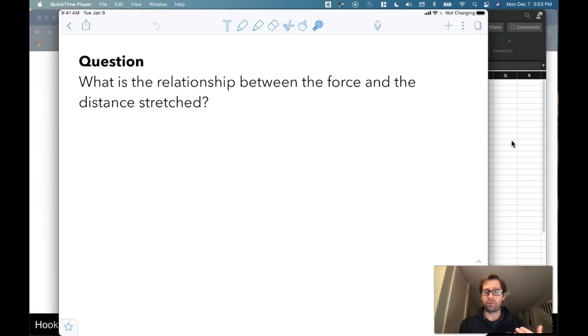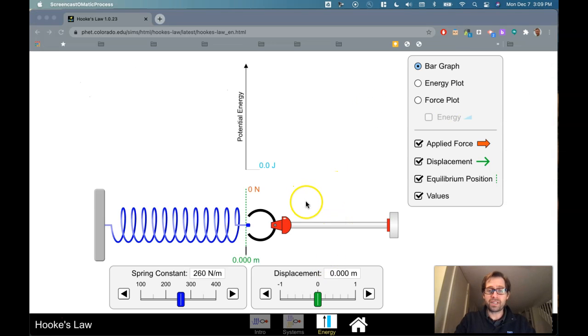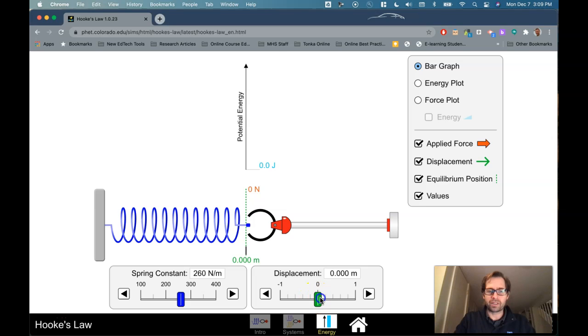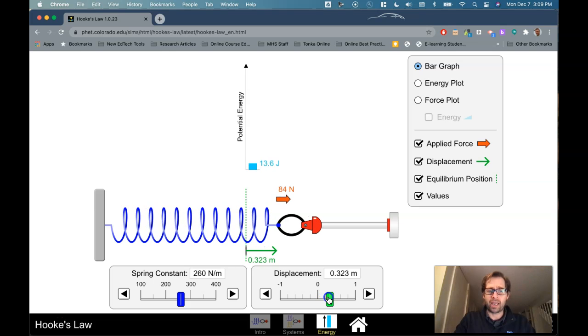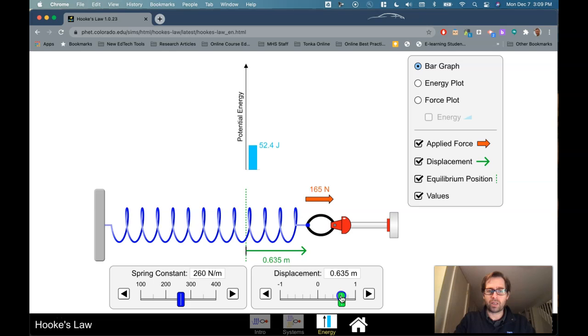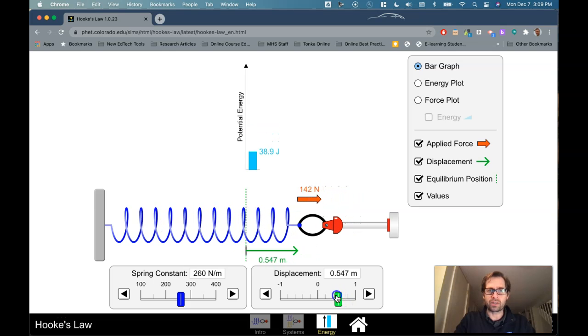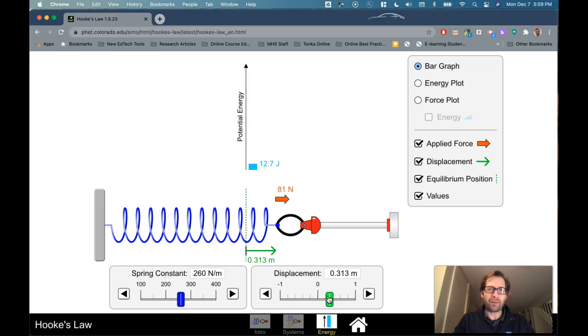I made some graphs of this. I went to a simulation in PhET and plotted how much force it takes to stretch a spring, and I got some values. Notice in the simulation, as I pull the spring back and increase the displacement, the amount of force also increases. It looks like it's increasing in a certain way. To determine what that relationship is: is it a linear relationship? Is it an exponential relationship? How, in fact, are the force and the distance stretched related to each other?